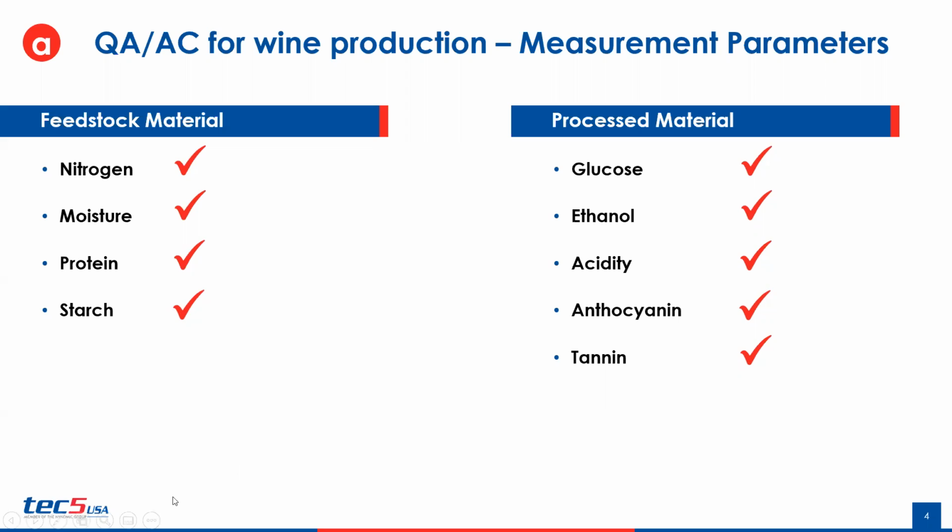Looking on the feedstock side, there are key parameters on the harvesting portion, such as nitrogen, moisture, protein, and starch, which are critical. And looking on the processed material, some of these parameters include glucose, ethanol, acidity, anthocyanin, and tannin. And again, these are just some of the parameters that are key to understanding the process.